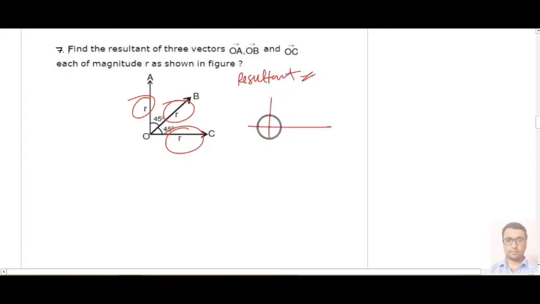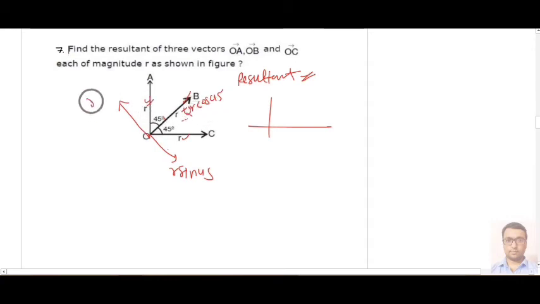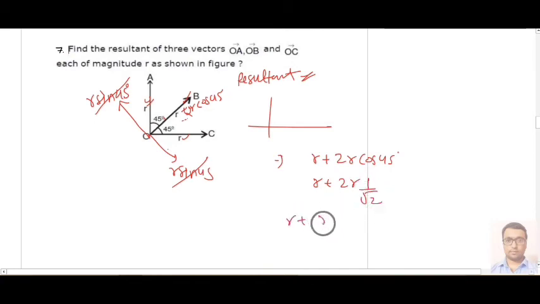For that we will take components of R. Here you can see two components of this R will be R cos 45 and R sin 45. Here also this vector will have R cos 45 as one component, and the second component is R sin 45. These two will cancel out and the net will be equal to R plus 2R cos 45. That means R plus 2R into 1 by root 2, or you can say R plus R root 2. This will be your final answer.